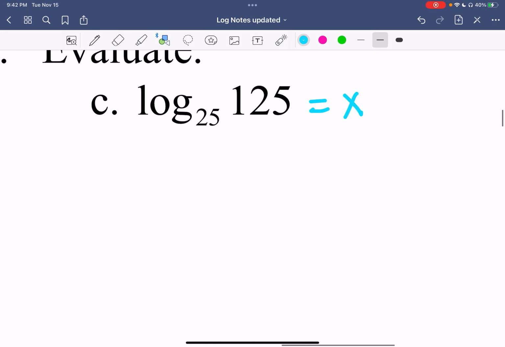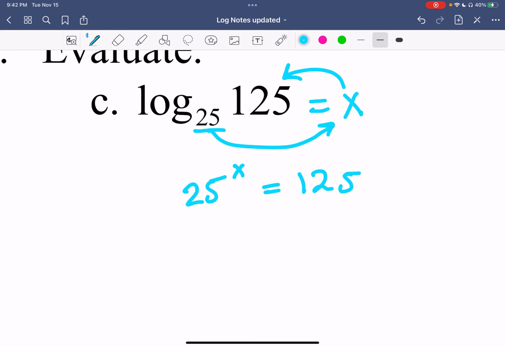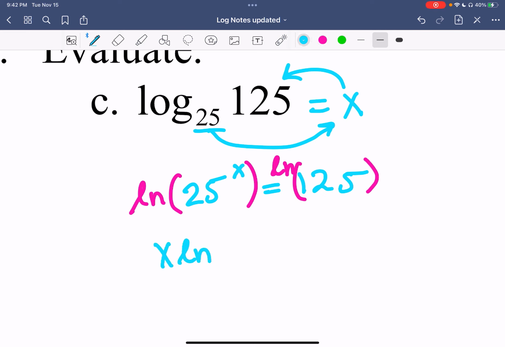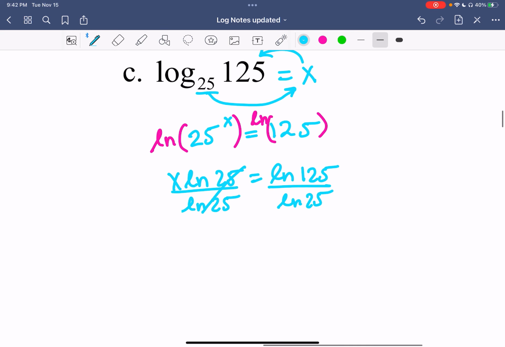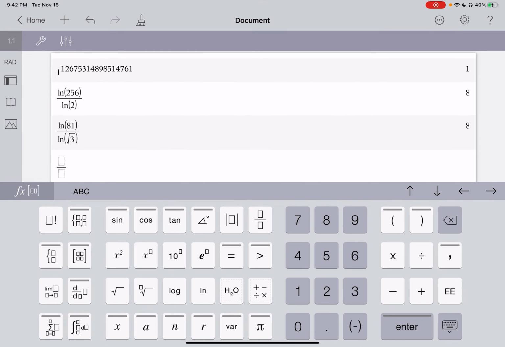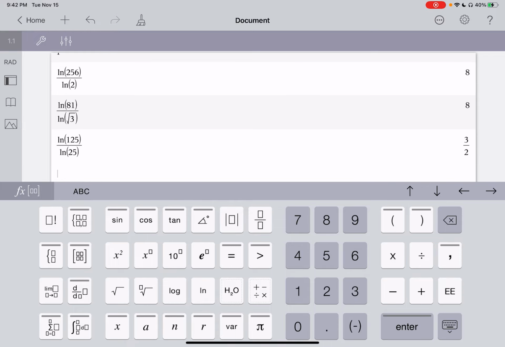Okay, another one. Convert to exponential form. Do your loop-de-loop. 25 to the power of x equals 125. Take the natural log of both sides. Bring the x to the front. Divide out the natural log of 25 so that you can isolate x and put that in the calculator. Natural log of 125 over the natural log of 25 is equal to 3/2.